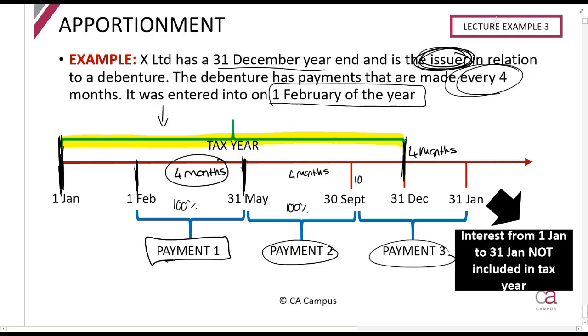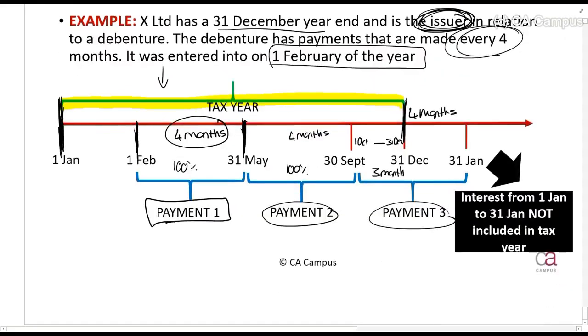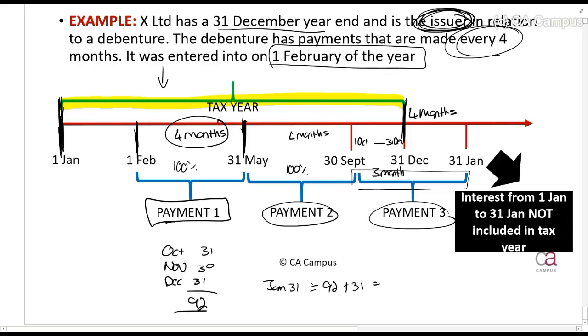But look at payment number 3. Only the period from 1 October until 31 December falls in our tax year. It's 3 months. How many days is that? We've got October, November and December: 31 days, 30 days, 31 days. So that is 92 days. And how much is it in total? January is also added there, 31. So 92 plus 31 days is 123 days in total. So payment 3 happens over 123 days.